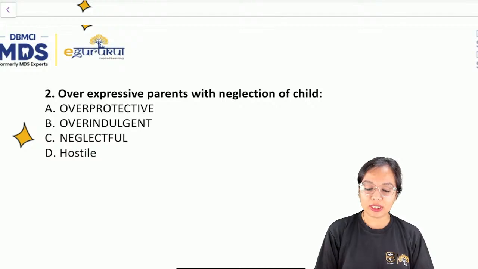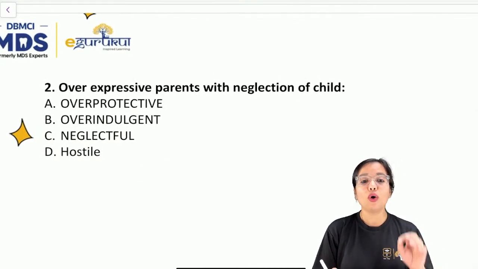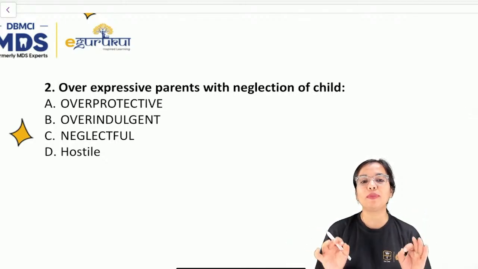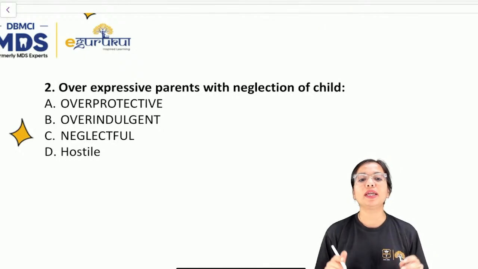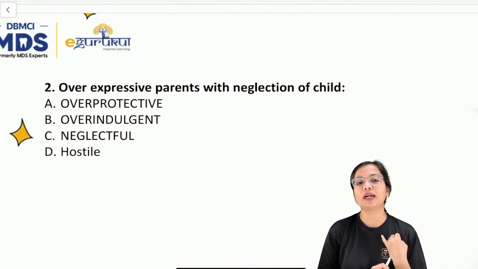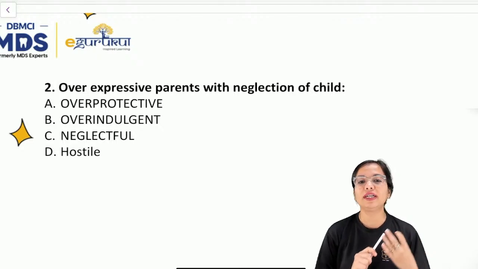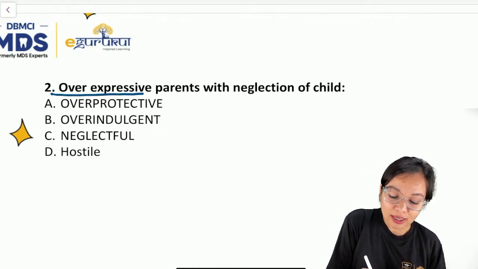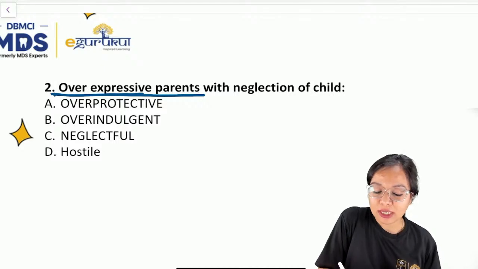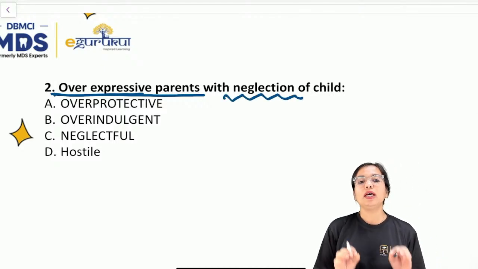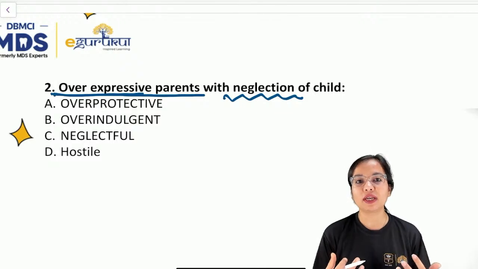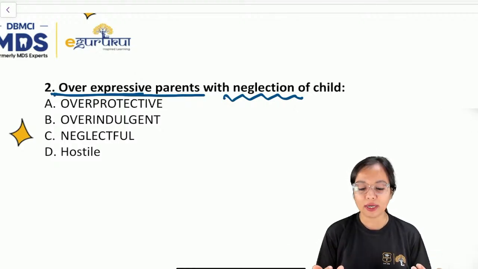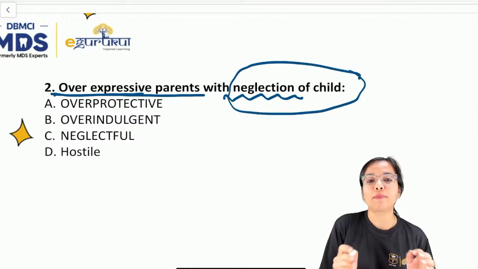The second question that was asked is, over expressive parents with neglection of the child. Here they've played extremely smart. We've been reading about an overprotective mother, about neglecting, rejecting, overindulgent, and all sorts of mothers, but here they have mentioned over expressive parents with neglection of the child. As soon as you read over expressive, that means parents who are more expressive than required, and that they are neglecting the development of the child.